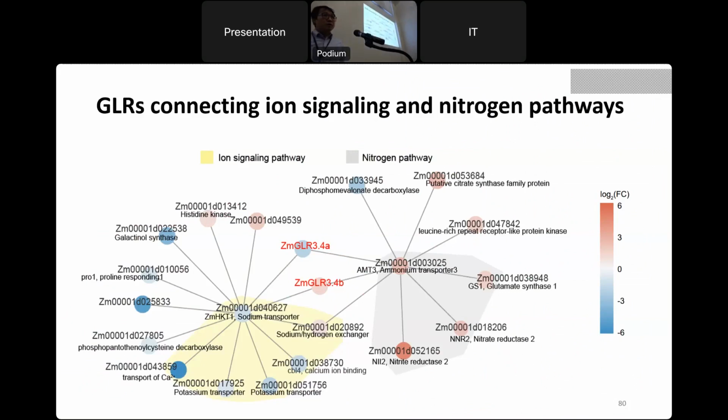Further, we start to look at the mechanism. What's the possible reason the genes lead to this nitrogen resilient phenotype? We did this protein-protein interaction network analysis. As you can see here, these glutamate-like receptor, GLR, genes are put right in the middle of 2 clusters. One cluster I want to highlight is the nitrogen pathway, with a lot of nitrogen genes, glutamate synthesis, nitrite reductase. And another cluster is ion signaling pathway genes: sodium transporter, potassium transporter, calcium ion binding gene. So this suggests this gene might be connecting the nitrogen pathway and the ion signaling.